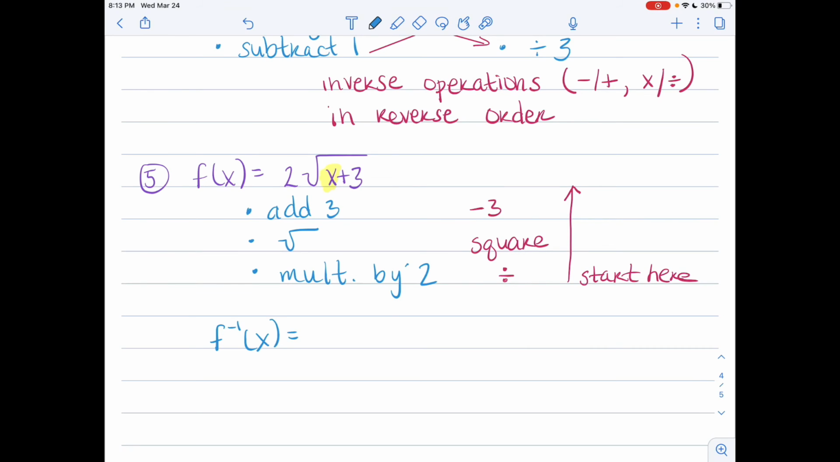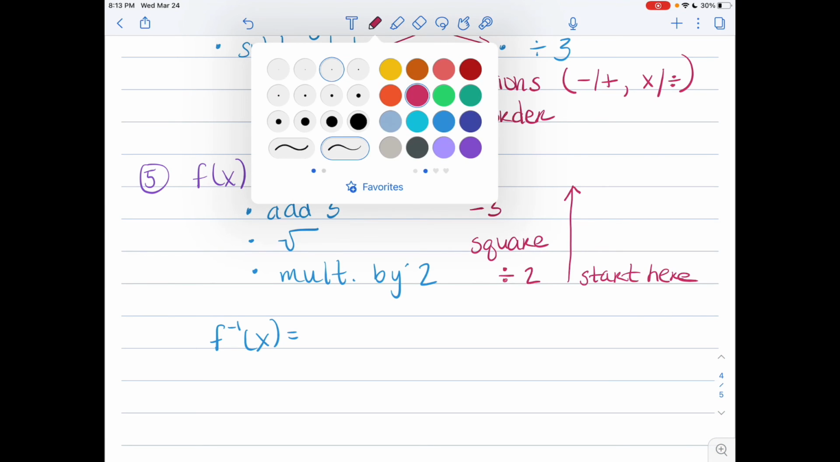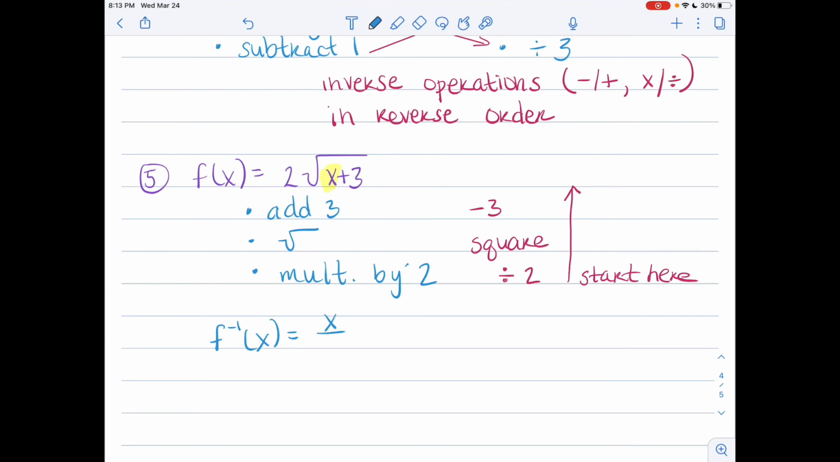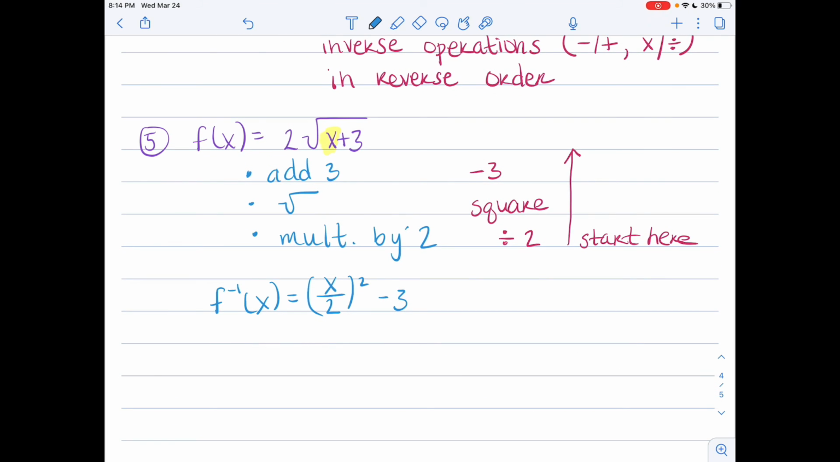So the first thing we're going to do is divide by 2. So I'm going to take x and divide by 2. The next thing I want to do is square that. And then finally subtract 3. Now this doesn't quite look like what we had on the answer for our inverse for number 5 yet, but just wait. If we simplify it by going ahead and squaring what's in parentheses, then we can see that we do have the same inverse function we had before.